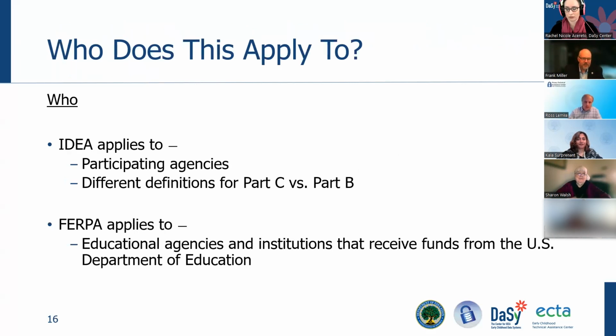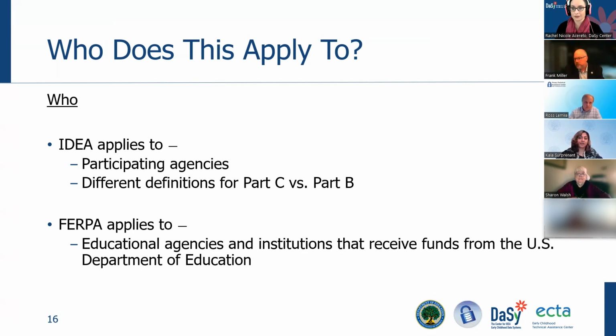Well, yeah, so Kala and Frank, both of these laws, who do they apply to? So that's a good question. It's different, right? IDEA applies to participating agencies, and specifically the IDEA confidentiality provisions must be enforced by and implemented by participating agencies. The definition of a participating agency under IDEA is different for Part B and 619 than it is under Part C.